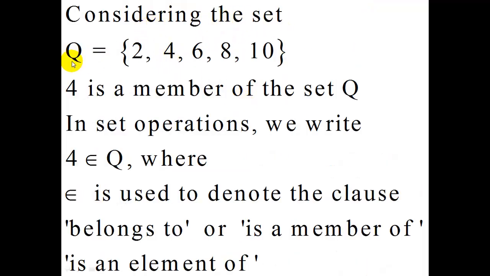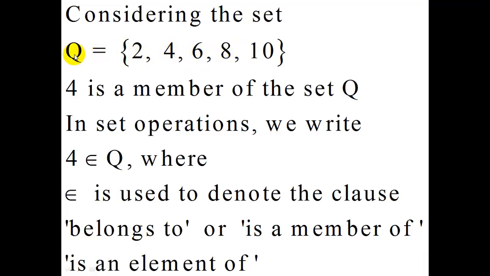Now, when we consider the set Q, the members of the set Q, or the elements of the set Q, are 2, 4, 6, 8, and 10. These are the members or the elements of the set Q. So the members of the set Q are called elements.